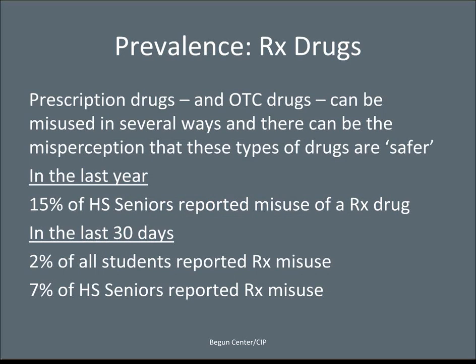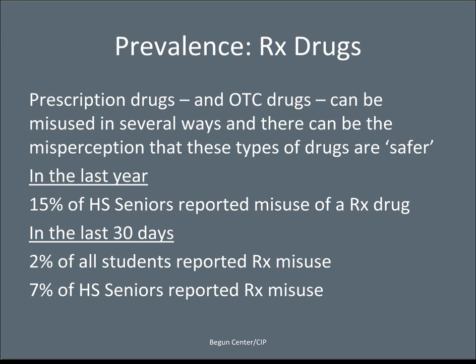Prescription drugs, certainly one that we do want to pay quite a bit of attention to because of the ease of getting them and the perception of safety associated with these, because if it's a prescription drug, it must be safe. And certainly we know that that is not the case. Prescription drugs, and we can include over-the-counter drugs here too, can be misused in several ways, and there can be the misperception that these types of drugs are safer.